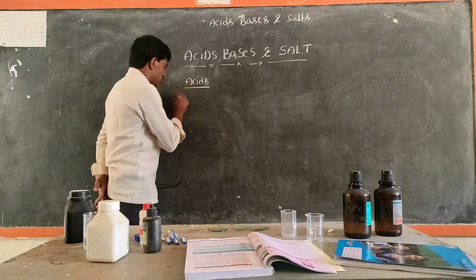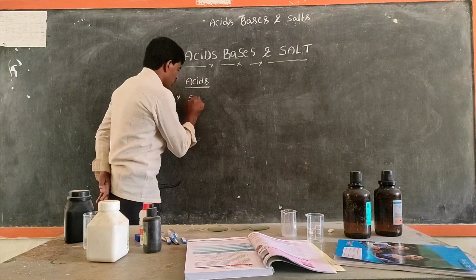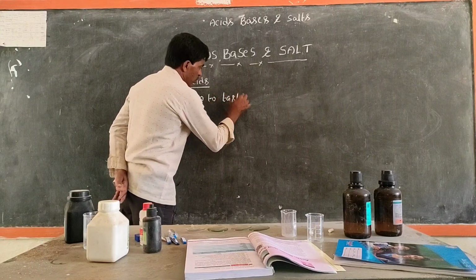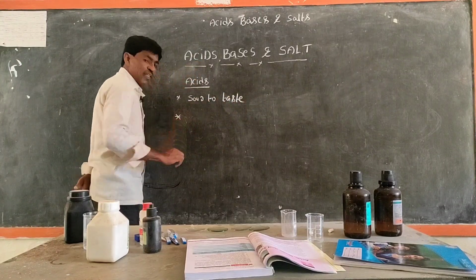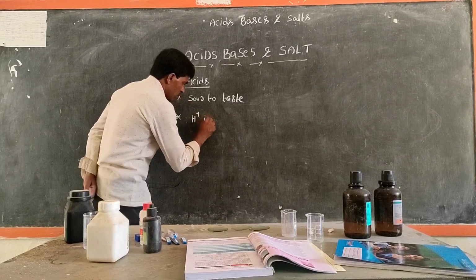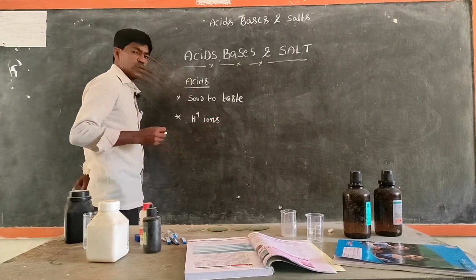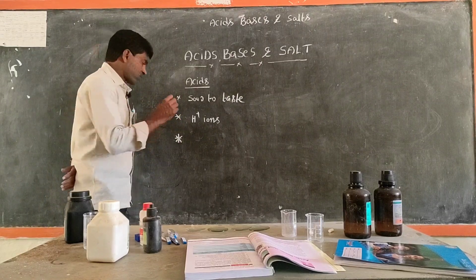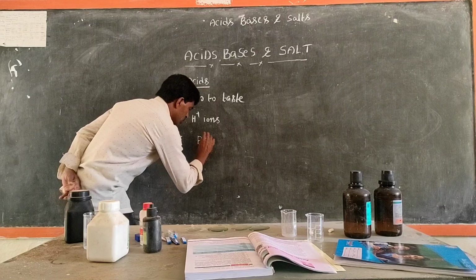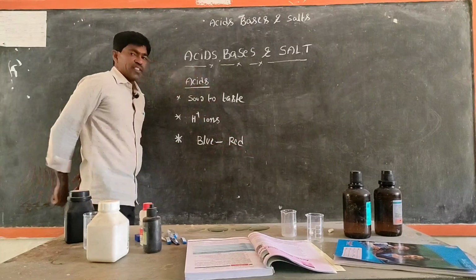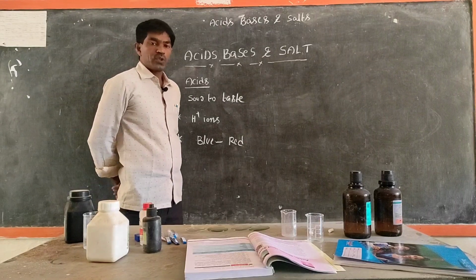How to find out the acid? It is sour to taste. The second one, acids contain H plus ions. Acids turn blue litmus to red.